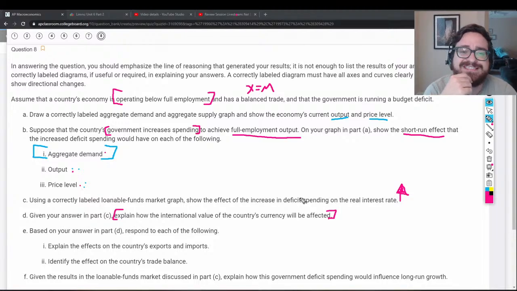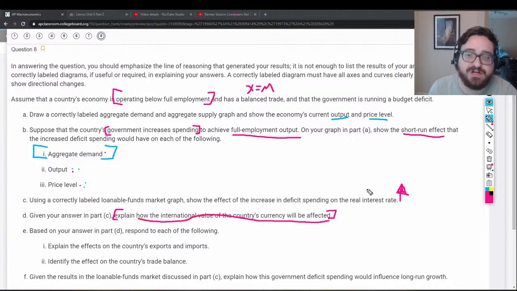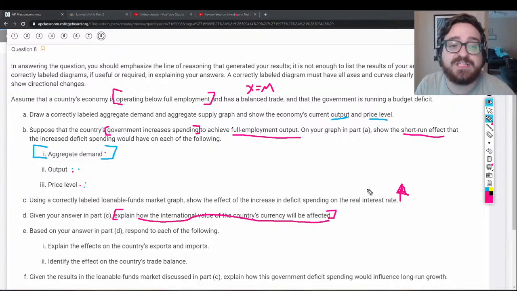Because of this increased demand for their currency, this currency will appreciate in value. What you have to say is how the value of the currency will be affected, which is because of a higher interest rate, it will appreciate, and you have to explain it, which is because foreigners will want to invest more in a country with a higher interest rate because it gives them a higher rate of return on their investments. They can make more money off of their investments through that higher interest rate.